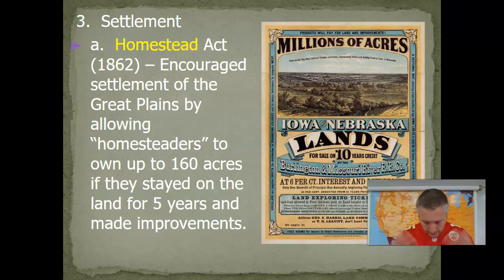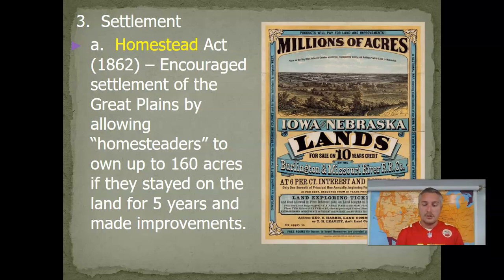So again, I always put an asterisk on that. There were people living there, Native Americans, and they would be pushed out, and often brutally. So I do not want to skip over that part of the history, but just to simplify this, the government was trying to get white settlers to move into this area, and the Homestead Act did that.